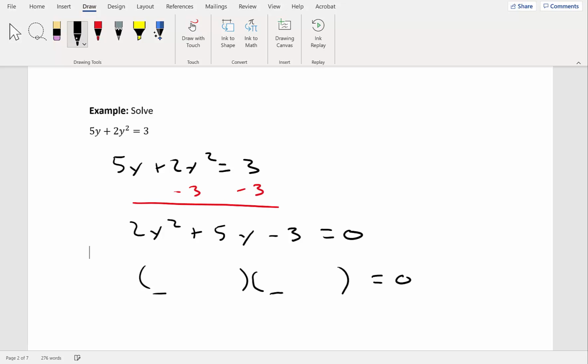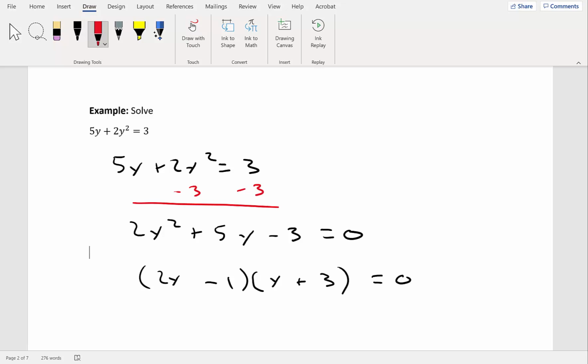Now I know when I multiply these first two terms, it has to give me 2y squared. So it has to be 2y and y. When I multiply my last two terms with each other, it has to give me negative 3. So let's see if I can come up with the right combination. Let's try a minus 1 here and a plus 5 here. I'm sorry, plus 3 here.